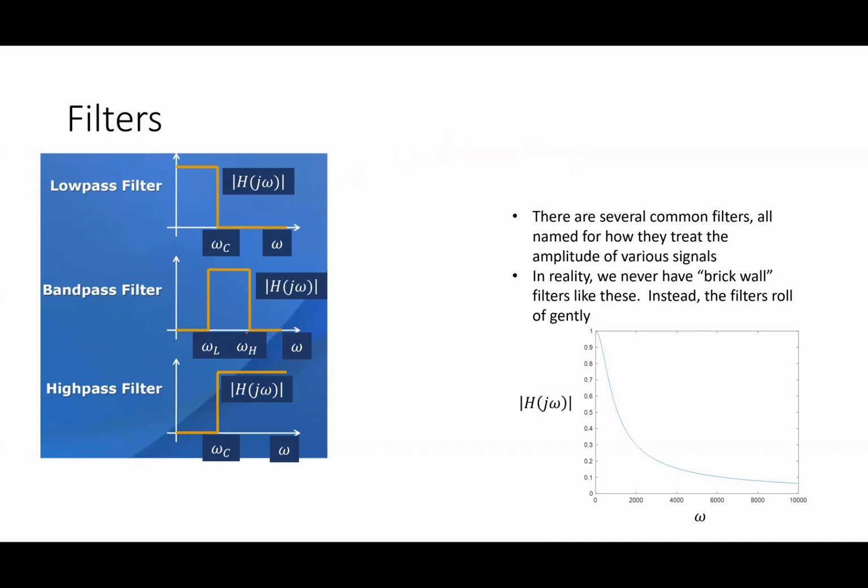Those pictures that I have there on the left, sometimes we call these guys brick wall filters because they look like a brick wall. They're very steep, right? They just go straight up. Those don't happen, for reasons that are beyond what I want to talk about, but nature doesn't allow that to happen. What they generally have is they fall off a lot more gently, and they look something like this.